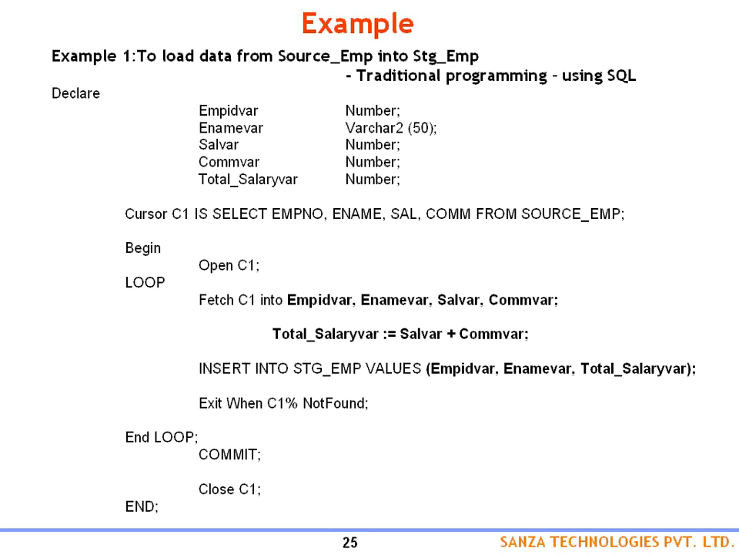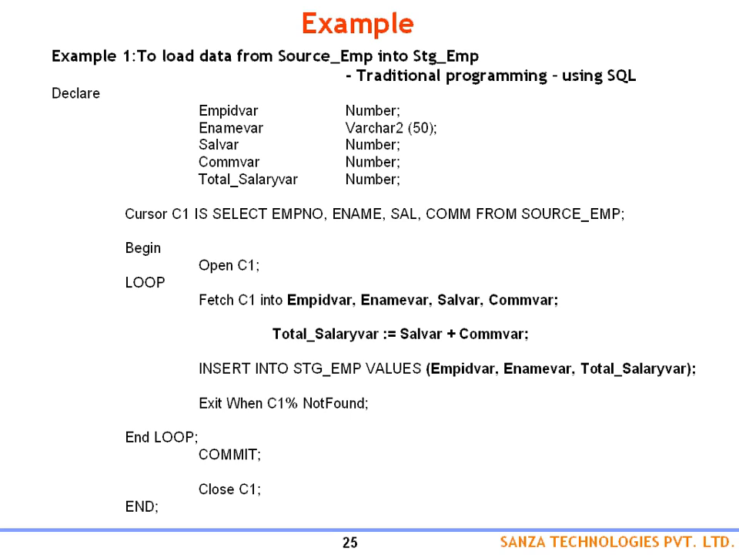You would have declared the variables, and you would have declared a cursor selecting the data from the source_EMP table, then calculating total salary, which is salary plus commission, because you want to load the data into the STG_EMP table, which needs employee ID, employee name, and total salary. The data coming from the source_EMP table has the employee number, ename, sal, and commission. But for each employee, we need to calculate salary plus commission.